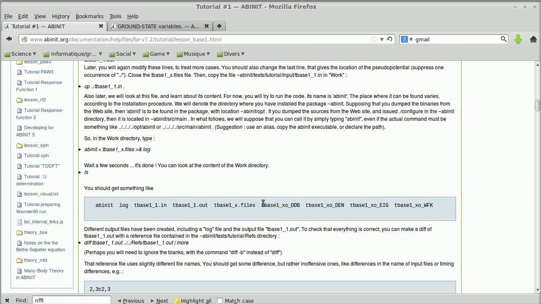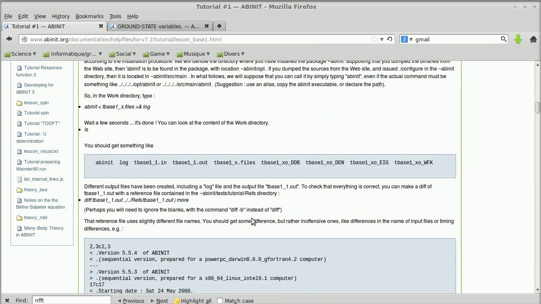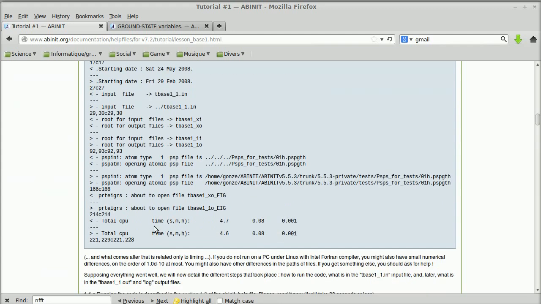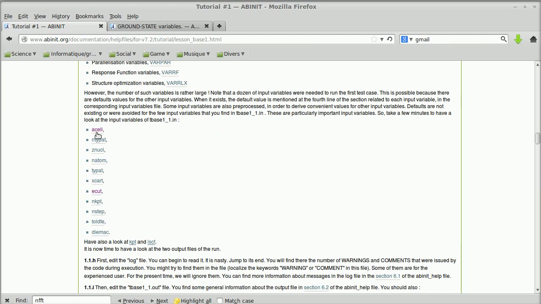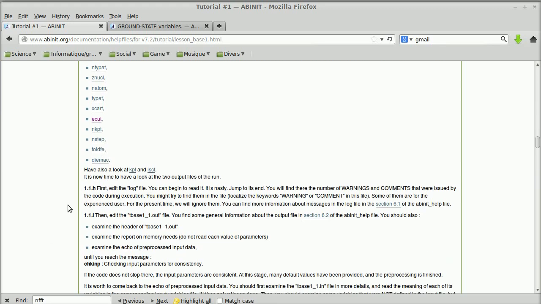So you can see that this is what is written in the tutorial. You have all those output files, and then you have the output that looks like this. I already spoke about those variables: acell, ntypat the number of types of atoms, znucl, natom the number of atoms, typat the type of atom, xcart to define the Cartesian position of the atoms, ecut the cutoff energy, ngkpt the number of k-points, nstep the number of steps for the self-consistent cycle, toldfe the tolerance of the stopping criterion for the self-consistent cycle, so it's the stopping criterion on the tolerance of the total energy, and diemac for the dielectric constant.